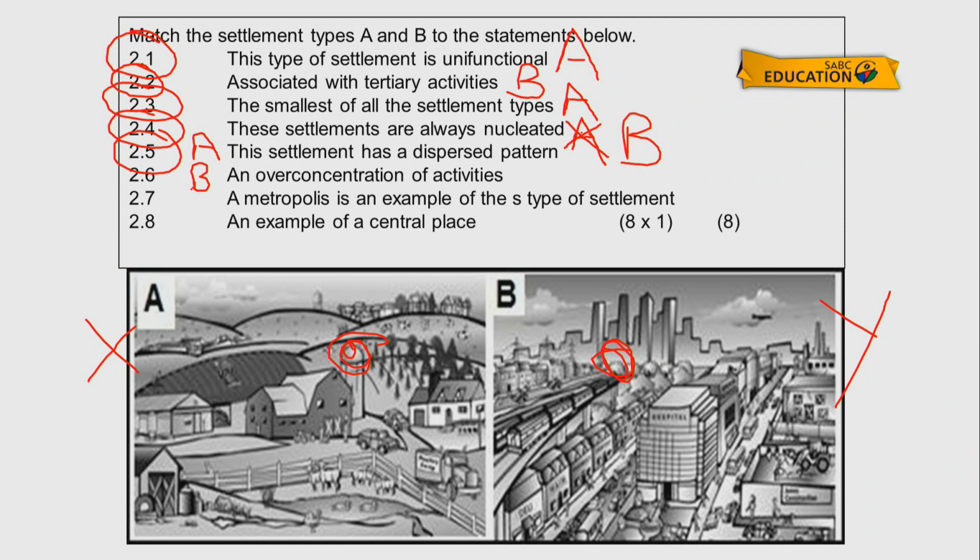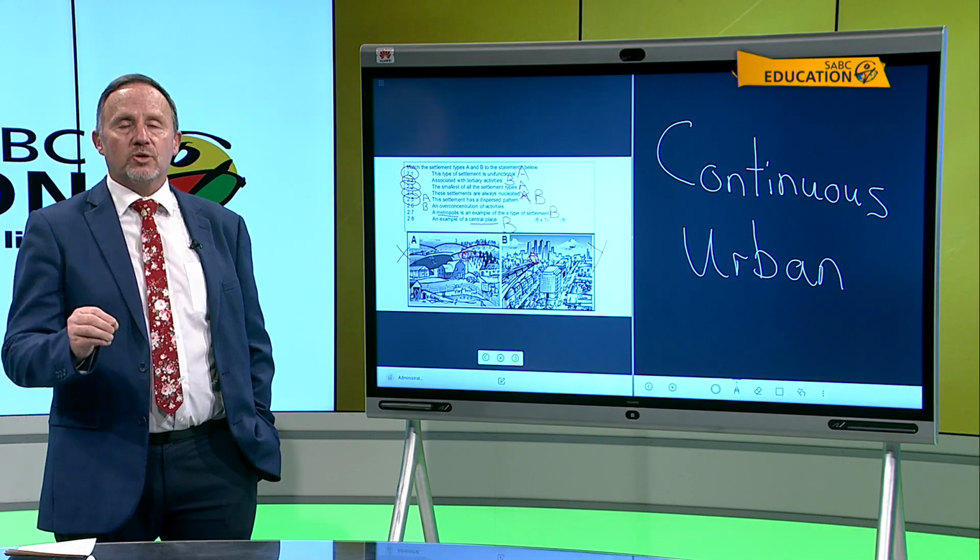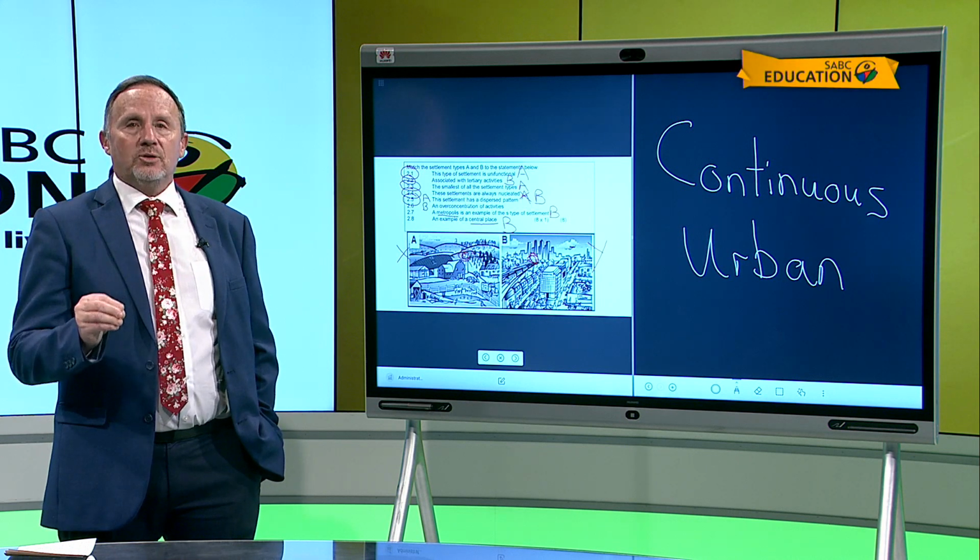Metropolis, remember metropolis we spoke about earlier. It was the second largest of our settlements, and that would be settlement number B. And then this word central place is a concept that the urban settlement geography lesson will expand, but a central place here is place number B. So all you would do in the exam is you would write down 2.1a, 2.2b, and so forth. But again, if you can, use the resource to assist you into answering your questions.